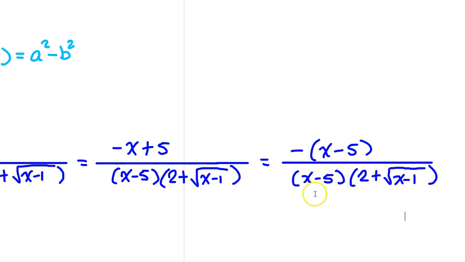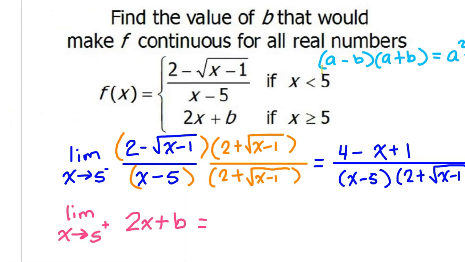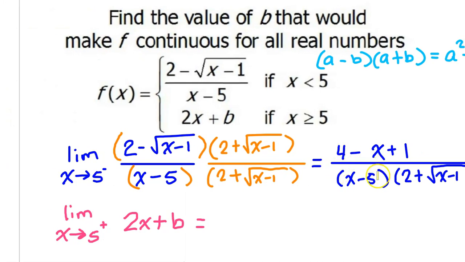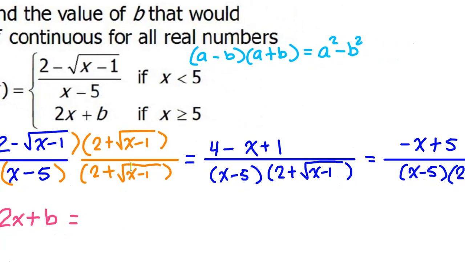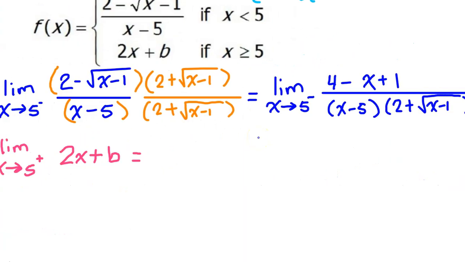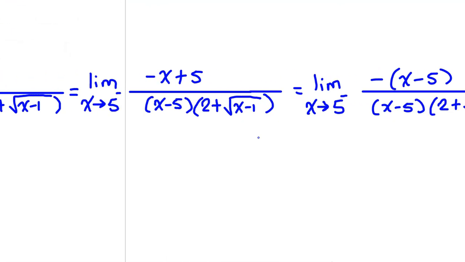I just realized that I've been making a really bad mistake. This is a limit. So at every step of this problem, I should have been writing the limit as x approaches 5 from the left. So I'm going to go back and squeeze that in. So my work should be looking like this.